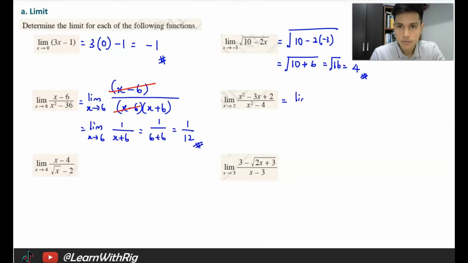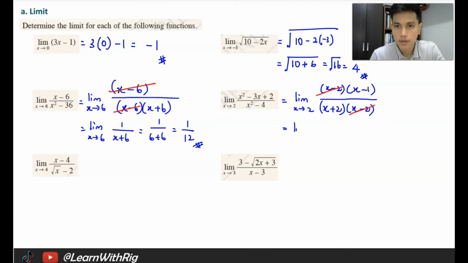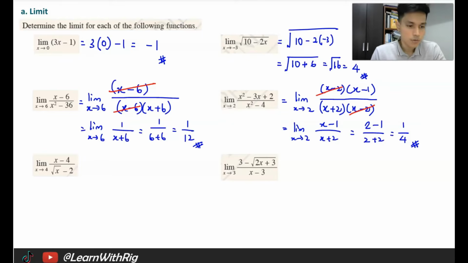So when you factorize this, what you will get on top? You will get (x minus 2)(x minus 1). And then the bottom, it will be (x plus 2)(x minus 2). Okay, so this is the same property as this. So you're gonna use the property to factorize. So now you can cut. Right? You always try to factorize and simplify it. Okay, so when you simplify, you will get limit x approaching 2, (x minus 1) over (x plus 2). So now you can substitute. So 2 minus 1 over 2 plus 2. Answer is 1 over 4. Okay, so that's your answer.